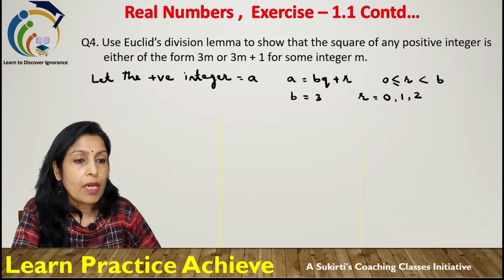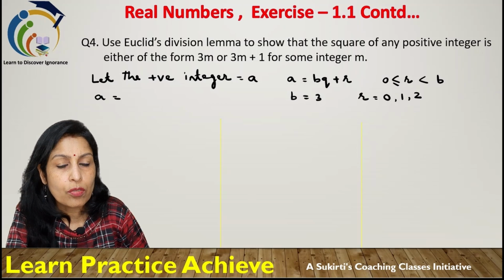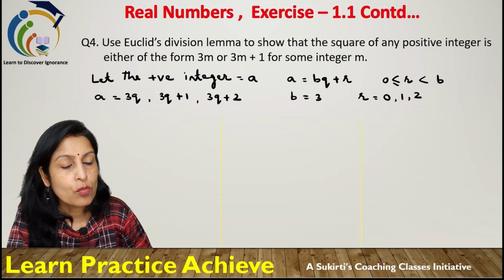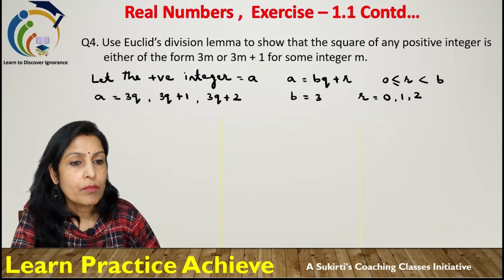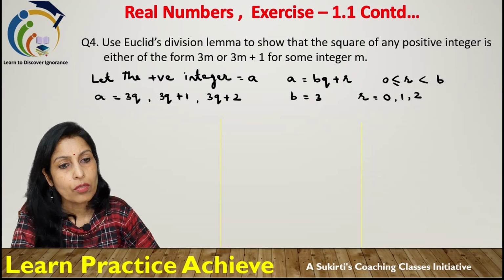Okay. So if r is equal to 0, 1 and 2, what is a now? a is equal to either 3q, or 3q plus 1, or 3q plus 2. Now we have to square this number to find out whether they are in the form of 3m or 3m plus 1 or not.